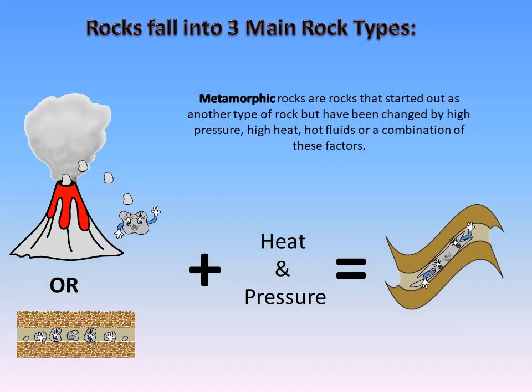Metamorphic rocks are rocks that started out as another rock type but have been changed by high pressure, high heat, hot fluids, or a combination of these factors. Conditions like these are found deep within the earth. Some metamorphic rocks you may be familiar with include marble and quartzite.